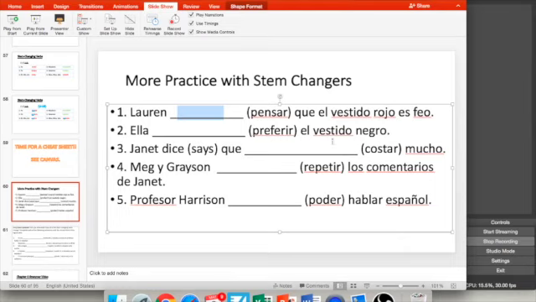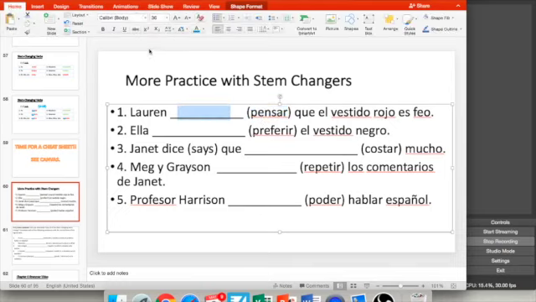You have to know, well, is pensar an O to UE stem changer? I don't think so, because there's no O. So we can cross that out. Is it a U to UE stem changer? Probably not. It doesn't have a U in there. So that allows us to narrow it down to two. It's either an E to IE stem change or it's an E to I. So if you consult your cheat sheet, you will know that pensar has a stem change from E to IE. So we're going to end up with piensa.